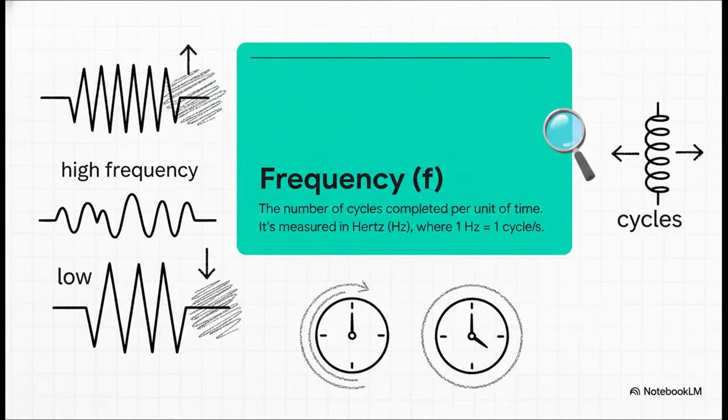And frequency is just the other side of that coin. Instead of measuring the time for one wiggle, we're measuring how many wiggles happen in 1 second. We measure this in a unit called hertz. So a high frequency means a really fast vibration, a low frequency, a slow one.